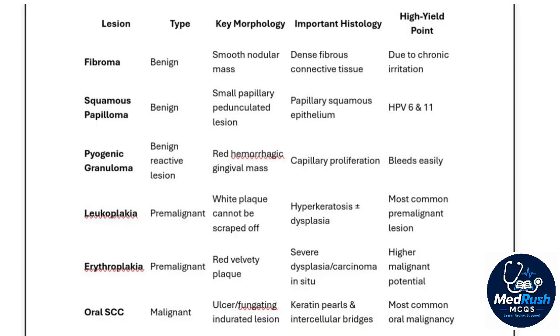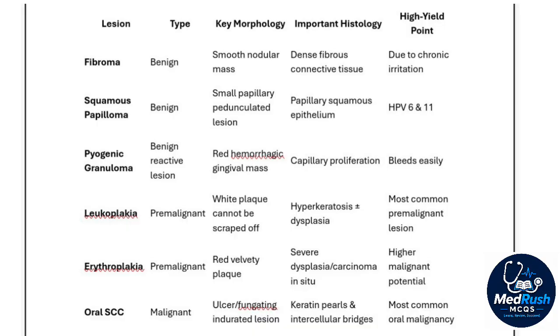Now let's quickly revise the important oral lesions in a summary table. Fibroma is a benign lesion that presents as a smooth nodular mass and usually develops due to chronic irritation. Histologically, it consists of dense fibrous connective tissue. Squamous papilloma is another benign lesion associated with HPV types 6 and 11. It appears as a small papillary or pedunculated lesion.